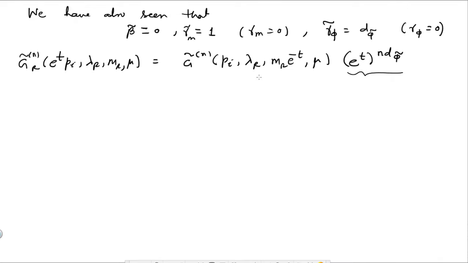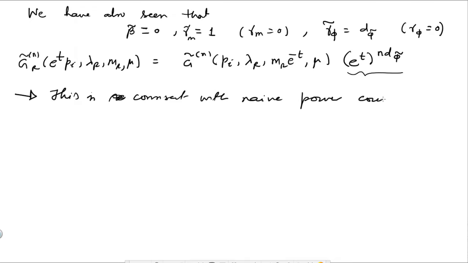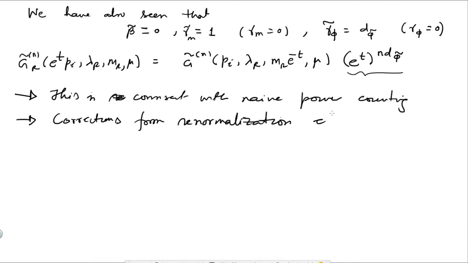So the above result is consistent with our naive power counting. And as I said, we will get corrections from renormalization effects.